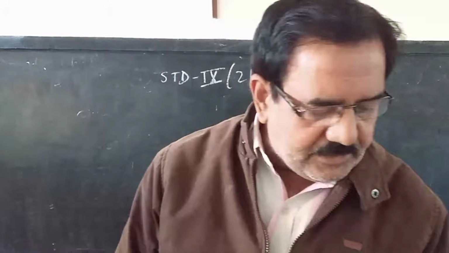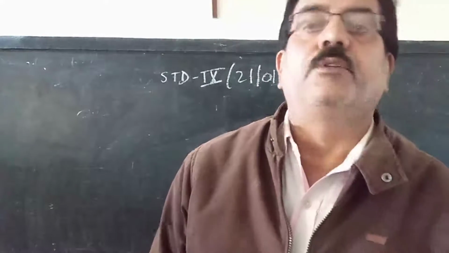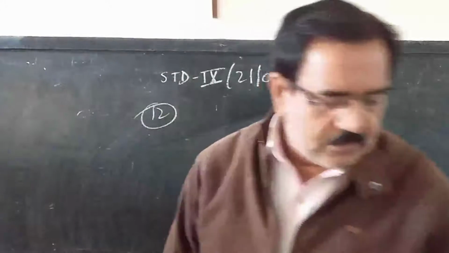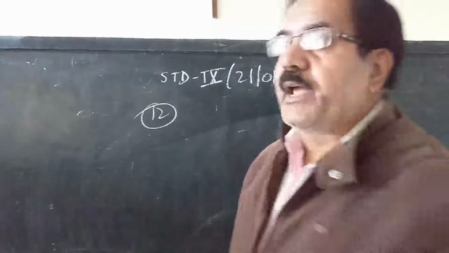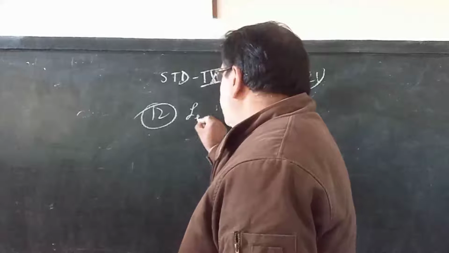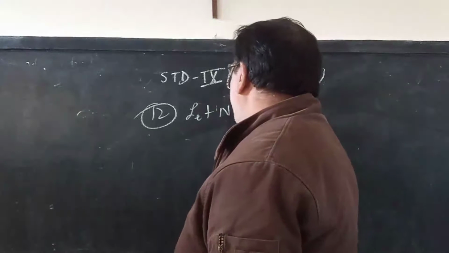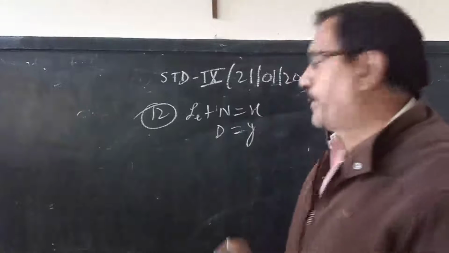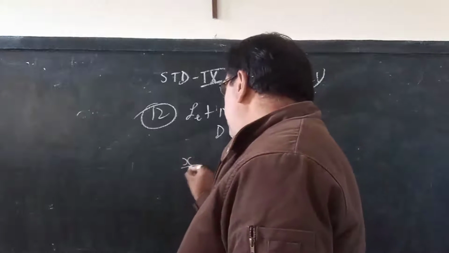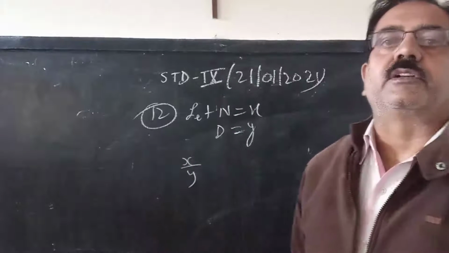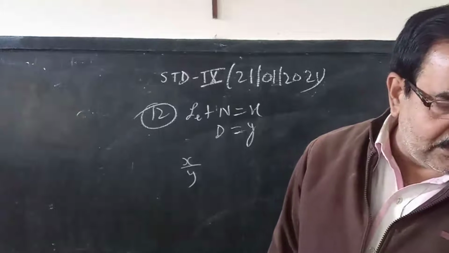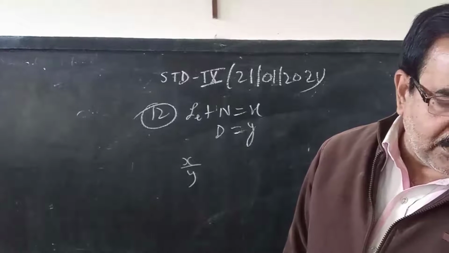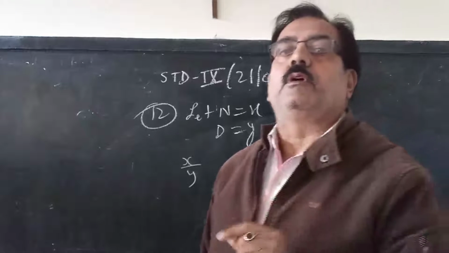So the first question today is fraction one, question number 12. See, the fraction: let the numerator be x and the denominator be y. So the fraction will be x by y. This is our fraction. What is given in the question? Find the fraction which becomes 1 by 2 when the denominator is increased by 4.